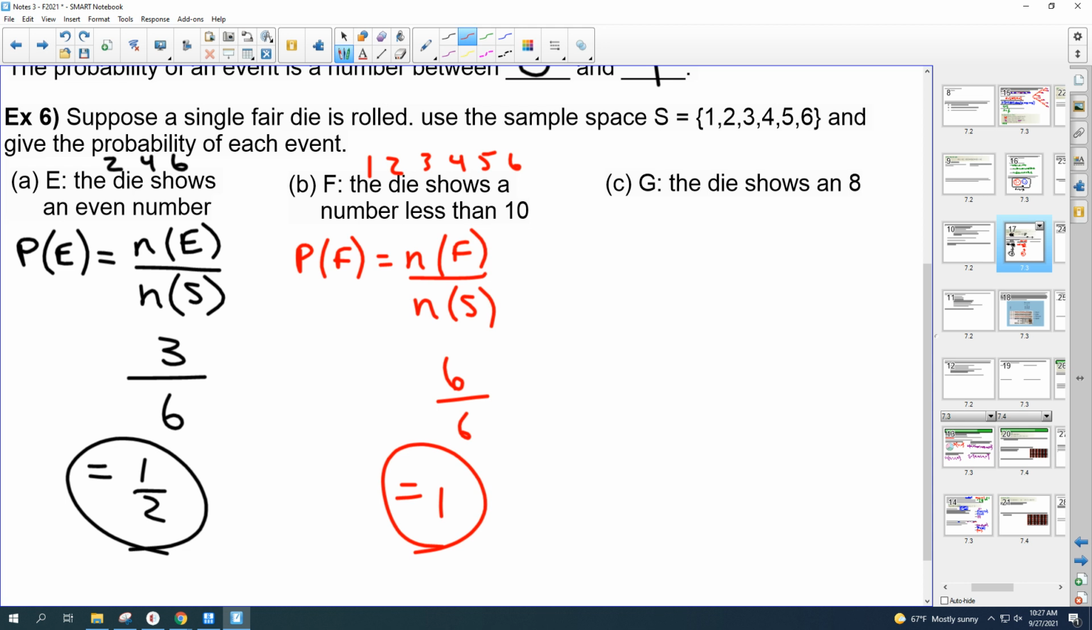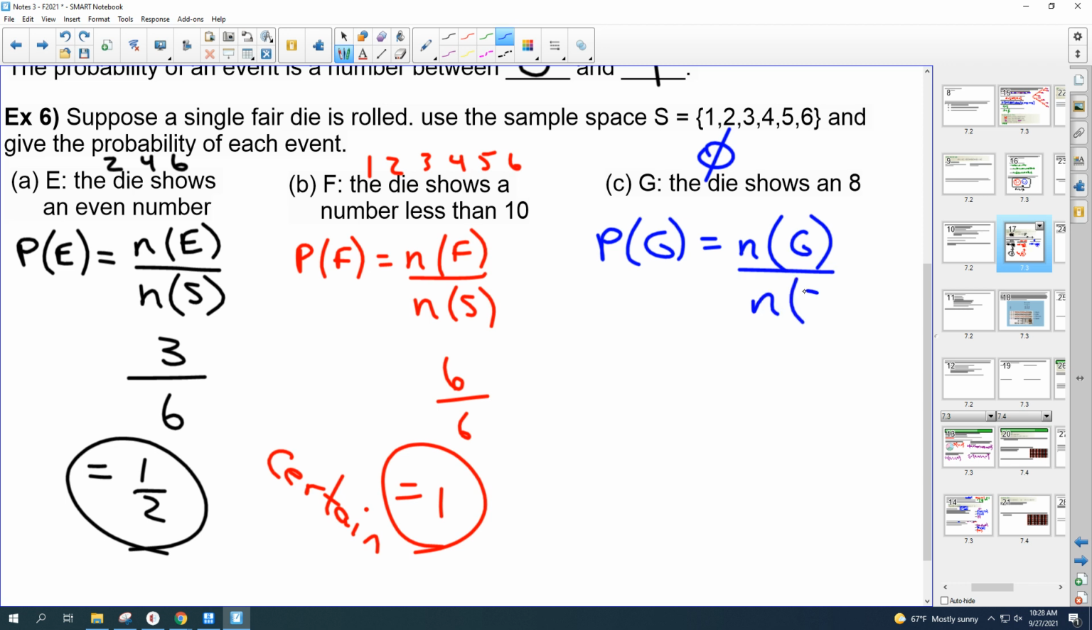A probability of 1 is the same thing as a 100% chance. That's a certain event. Earlier, we talked about a certain event. That's definitely going to happen. What's the probability that I roll a number that's less than 10? Well, 100%, a probability of 1. Next one, the die shows an 8. Well, you can't do that. That's an empty set. You're not going to roll an 8 on a die. So the probability of event G equals the number of items in event G divided by the number of items in the sample space. That's 0 out of 6, or 0. That's an impossible event.